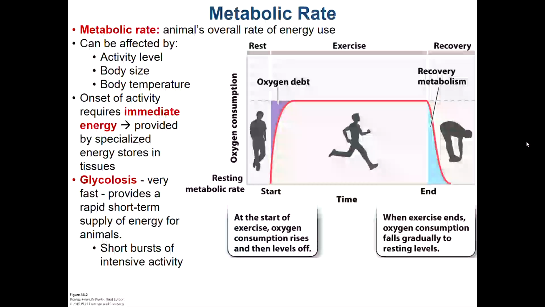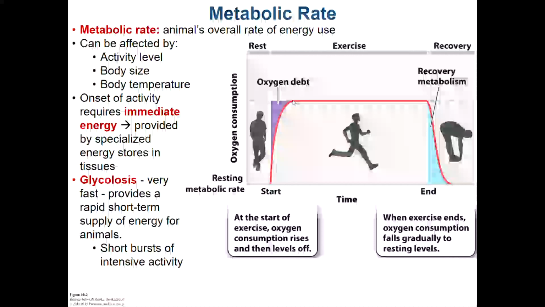The onset of activity requires immediate energy, and this is provided by specialized energy stores in our tissues. When an animal shifts from rest to activity, its metabolic rate and oxygen consumption rise to meet its increased demand for ATP. If we look at this figure, here's a person at rest, and immediately when you shift from rest to some sort of activity, such as running, we have a sharp increase in the amount of oxygen that we need because we need that to help produce more ATP.